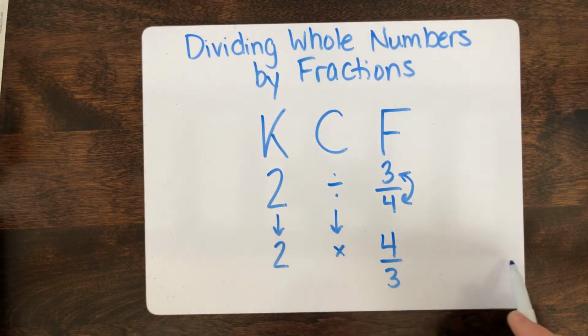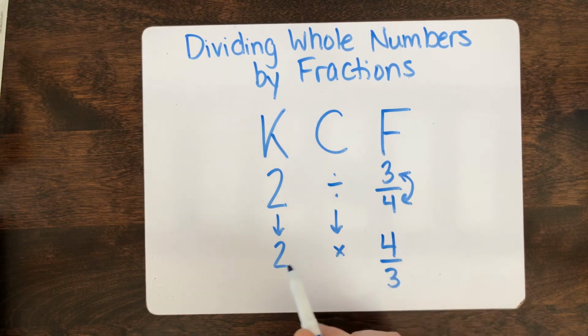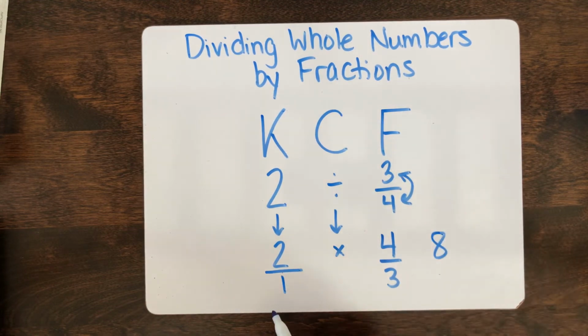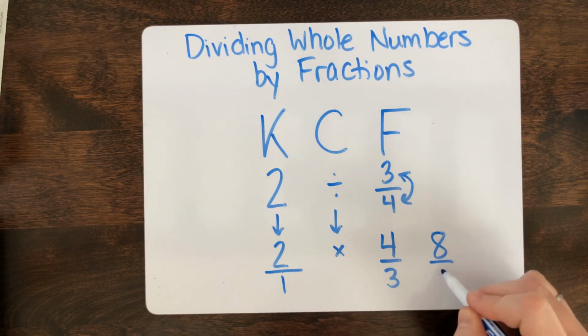Now, before we multiply straight across, I want to make this whole number into a fraction, so it's just easier in my mind. You can put that whole number again over a 1. Now you just do 2 times 4, and you get 8. 1 times 3, and you get 3.